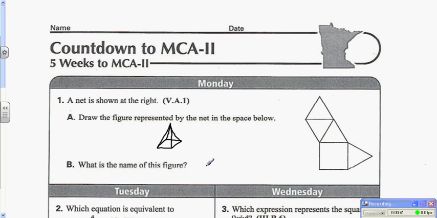And the name of this shape, you would define the base or describe the base, so square. And since the top goes to a point and the sides are triangles, this is a square pyramid.